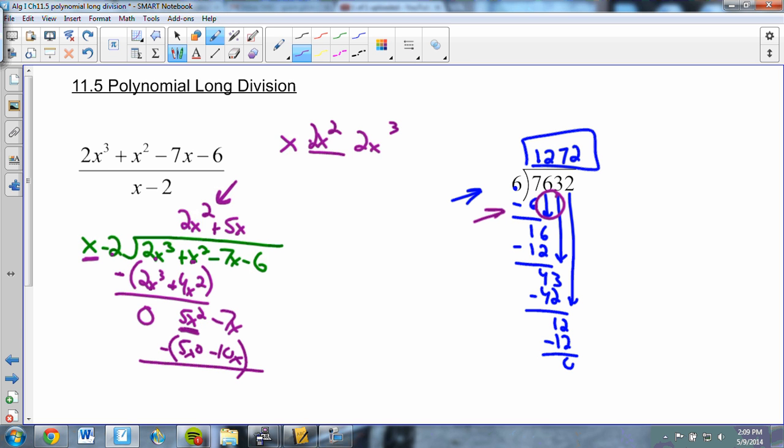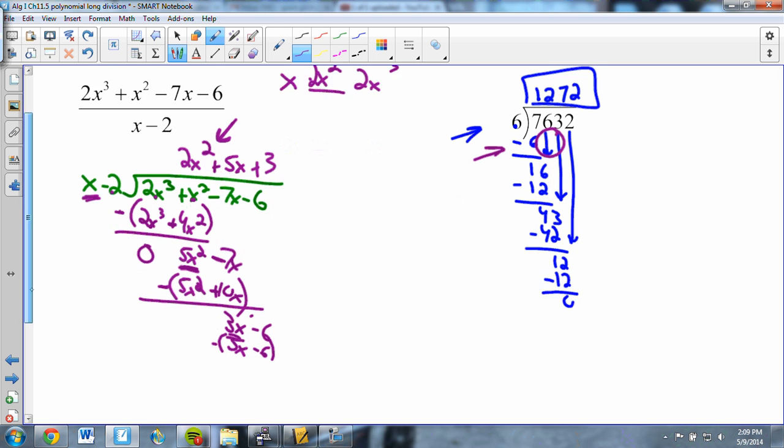Well, 5x squared minus 5x squared is 0. That's the point. Negative 7x minus negative 10x is really plus 10x. So negative 7 plus 10 is 3x. No power. Drop down the negative 6. X goes into 3x 3 times. 3 times x is 3x. 3 times negative 2 is negative 6. So I subtract these, I get a 0.